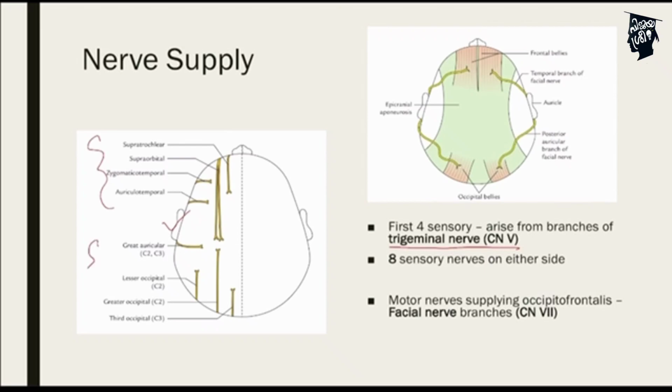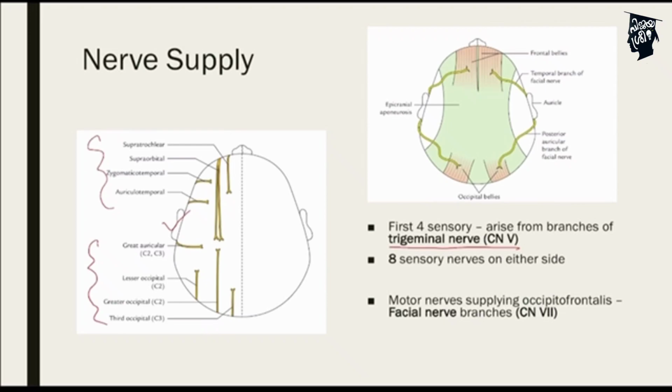Next, we have the 4 nerves arising posterior to the auricle. We have the great auricular nerve, the lesser occipital nerve, the greater occipital nerve, and the third occipital nerve. All these nerves arise from the cervical nerves, C2 or C3 or both. So that's about the sensory nerves.